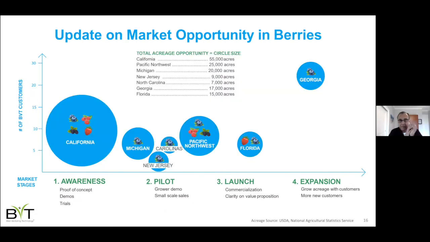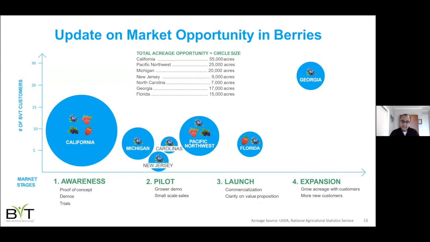So as we think about the berry market, I think most people have understood that the berry market is our first priority group of crops. And when you look at the berry market in the United States, you see that there's several different markets, from California, which is the biggest opportunity now, Michigan, New Jersey, the Carolinas, Pacific Northwest, Florida, and of course, Georgia. This chart shows the acreage in each of those growing regions. The size of the blue bubble represents the relative size of the acres for each region, and you can see that in the tabular form.